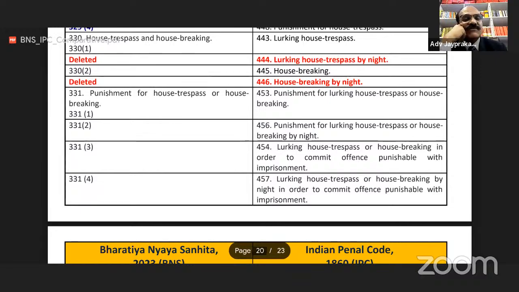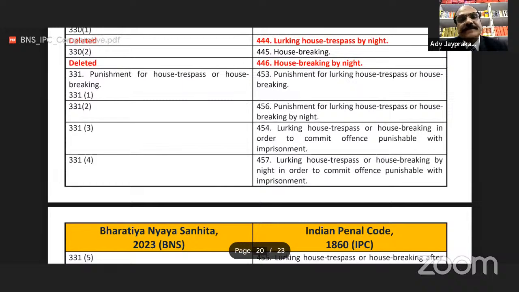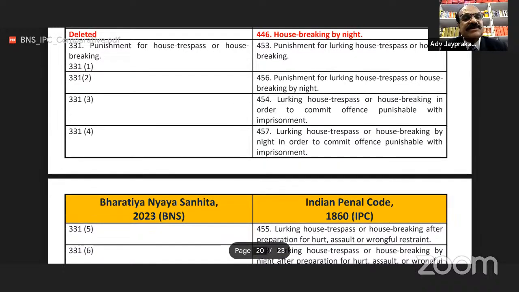BNS section 331, punishment for house trespass or house breaking. Its corresponding section was 453. BNS section 331(2), punishment for lurking house trespass or house breaking by night. Its corresponding section was 456. BNS section 331, lurking house trespass or house breaking in order to commit offense punishable with imprisonment. Its corresponding section was 454 of IPC.